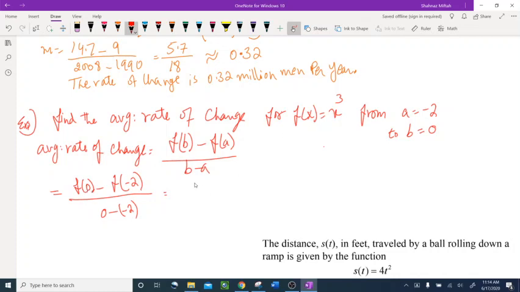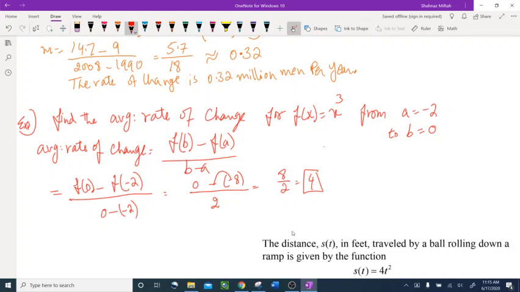If I plug in 0, I'm going to get 0. If I plug in -2, I'm going to get -8, because 2 times 2 times 2 is 8. And then this one is going to turn into +2. So it's 8 over 2, which will give me 4. So my answer for the average rate of change of the function x cubed is 4.